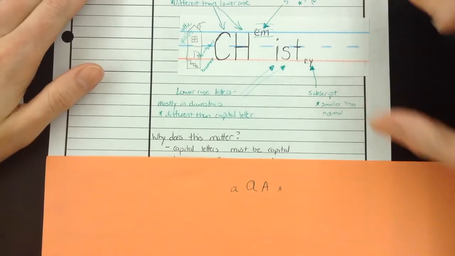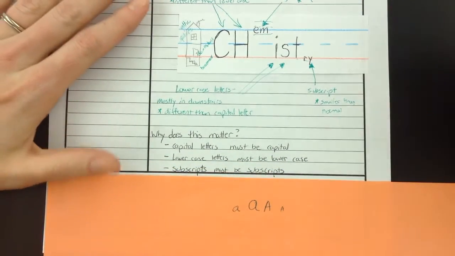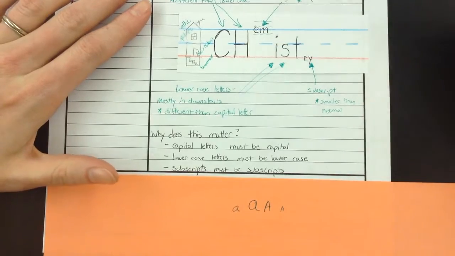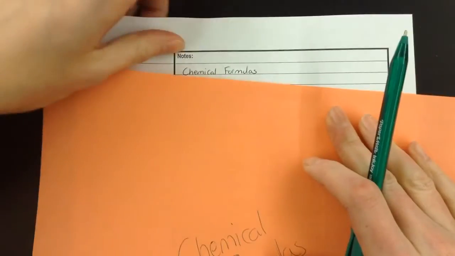So our capital letters must be capital, our lowercase letters must be lowercase, and we'll see subscripts in our chemical formulas, not superscripts, and they must be subscripts. Okay, so let's flip this over and go to the back and talk about our chemical formulas.